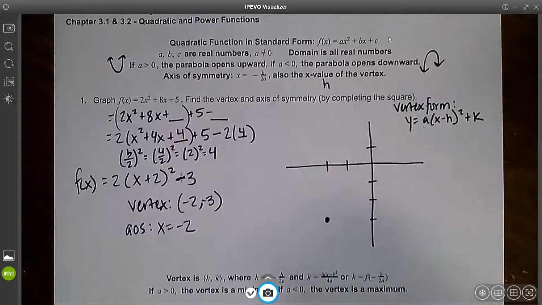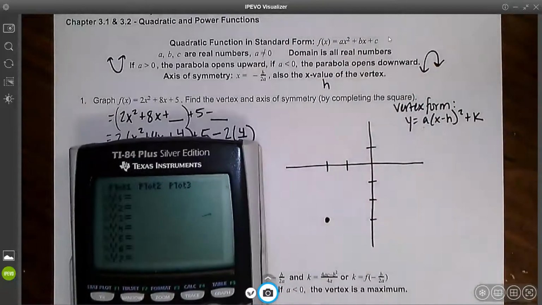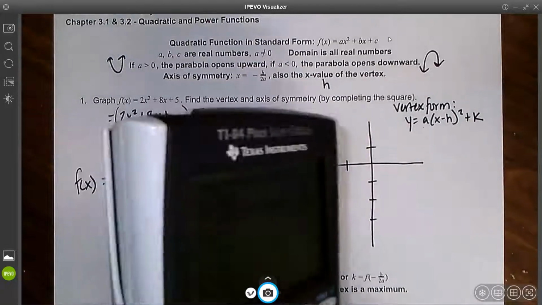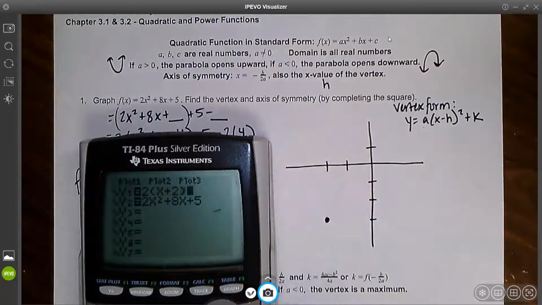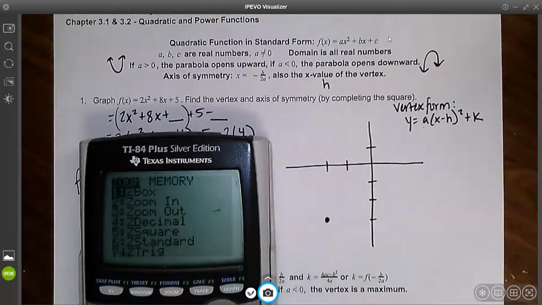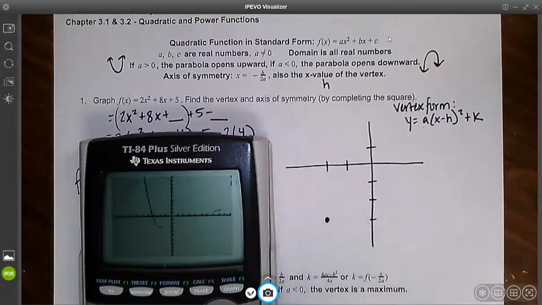You can find more points on your calculator if you just type it into your equation. Y equals, and you can type in your original or your vertex form. I would type in both just to make sure that I've done my vertex form correctly. X plus 2 squared minus 3. Sorry, I need to adjust my window here. And there we go. So now I'm going to look at my table.